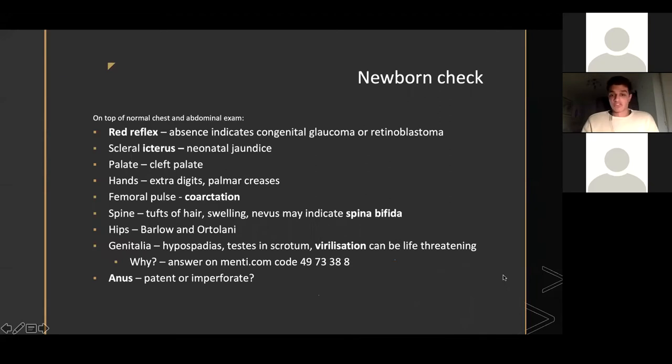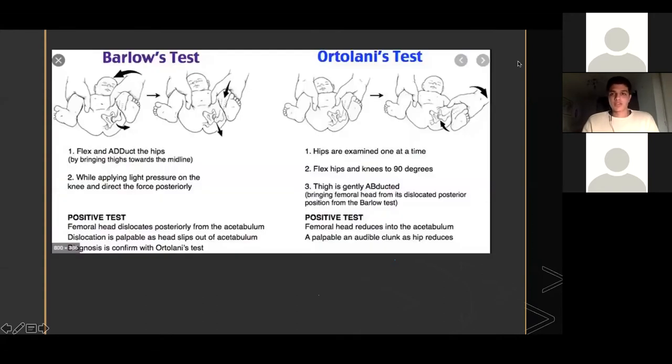Okay, and again, important for GP as well. Important for GP life, because that can give you a really good heads up. And A&E. So let's talk about hips, okay? So hips quickly. You're going to do these two tests. This is the clearest diagram I could find of the tests for the hips, okay? So you're going to look for developmental dysplasia of the hip, okay?